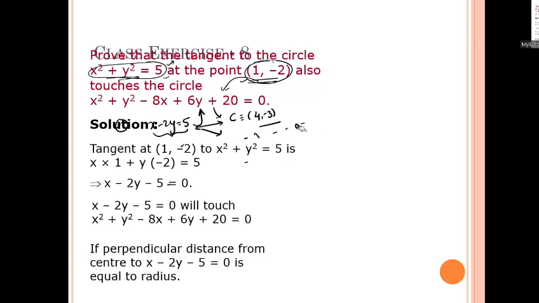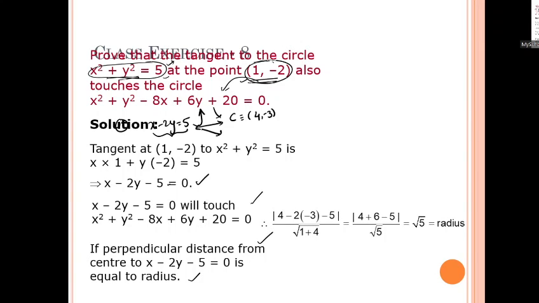देखिए बेटा, the explanation is given if you don't understand. So tangent at 1 minus 2 is this. It will touch this circle if the perpendicular distance is equal to the radius. So perpendicular distance check किया, it is equal to root 5, which is the radius of the second circle. Okay.